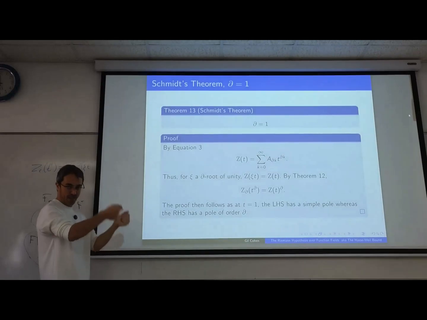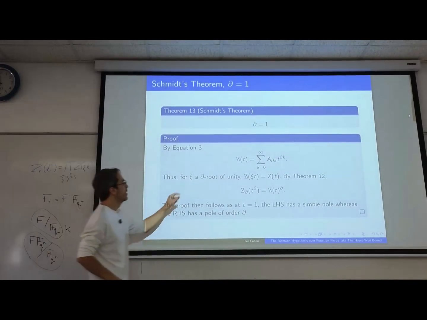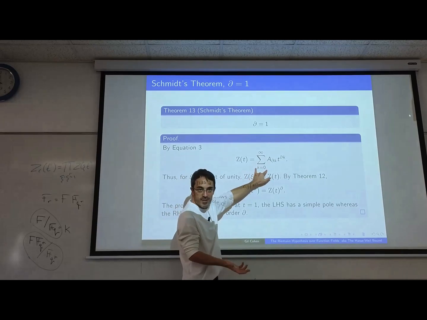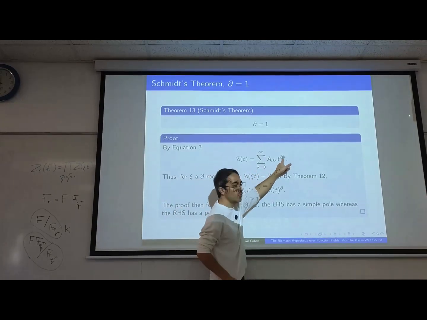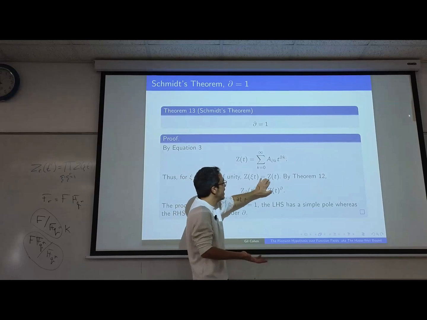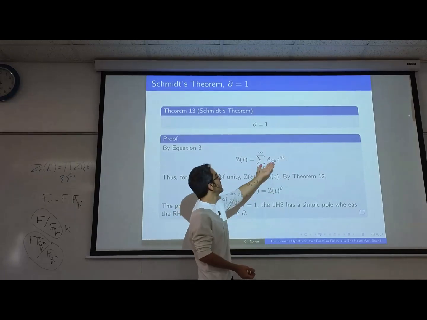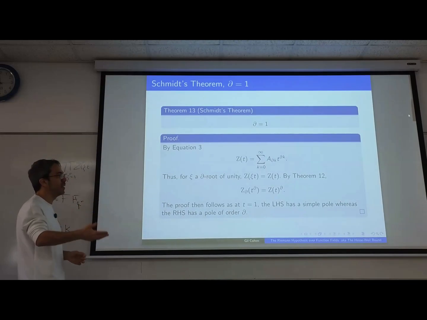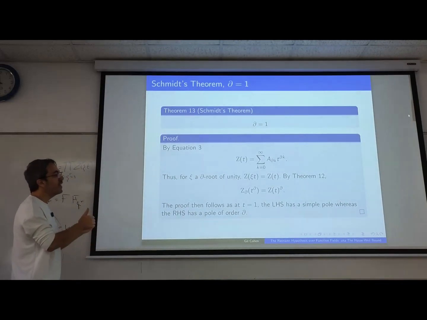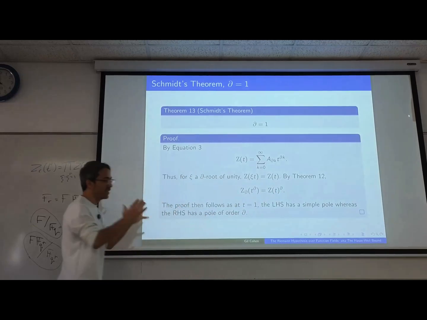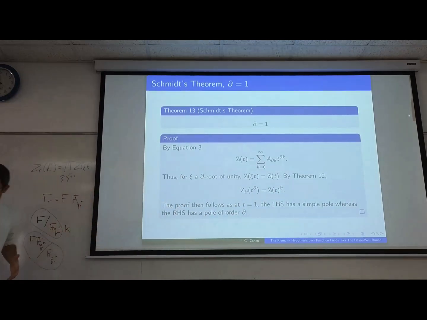So if you plug in a del root of unity, zeta, to here, you'll see that nothing changes, right? Because it's always taken to the del power. So z of zeta t is just the same as z of t. There's nothing that changes there, because you only have t to the del power. So on one hand, you know that z of zeta t is z of t for every zeta which is a del root of unity. So what does it mean about this thing?